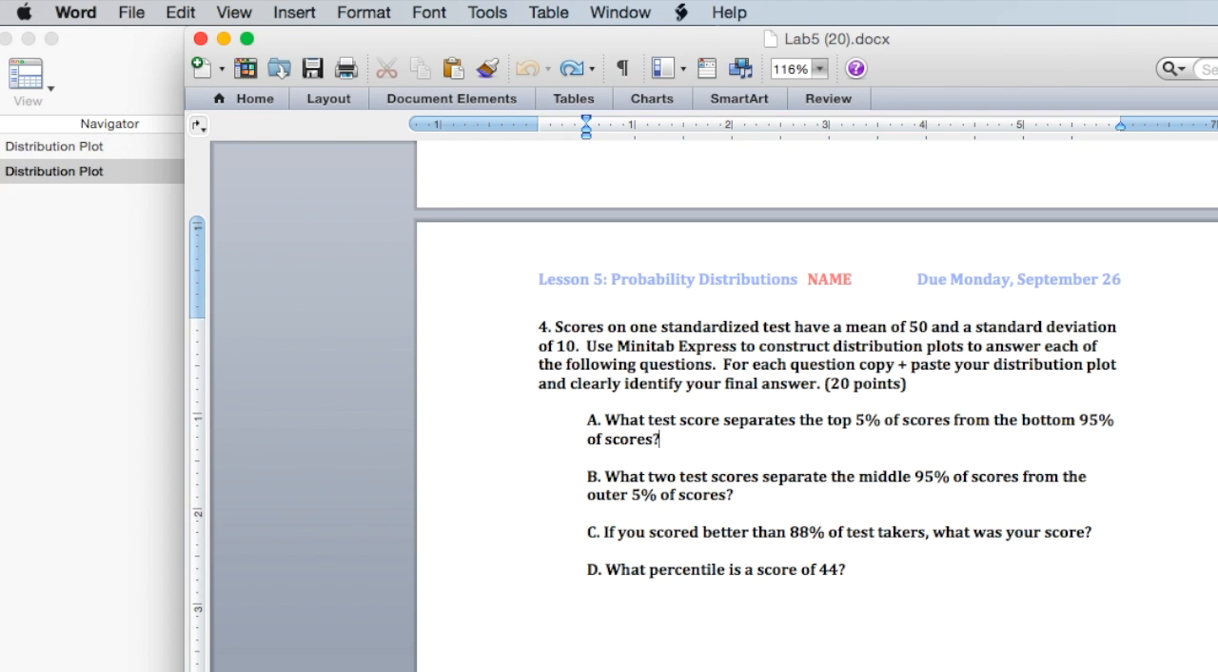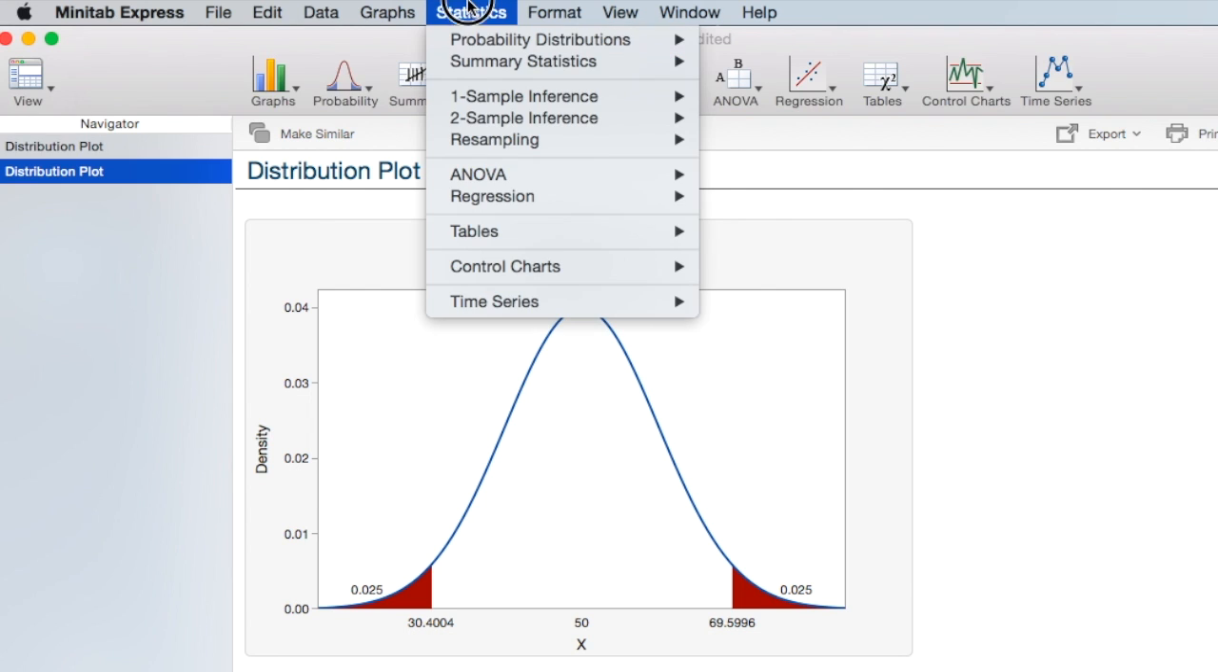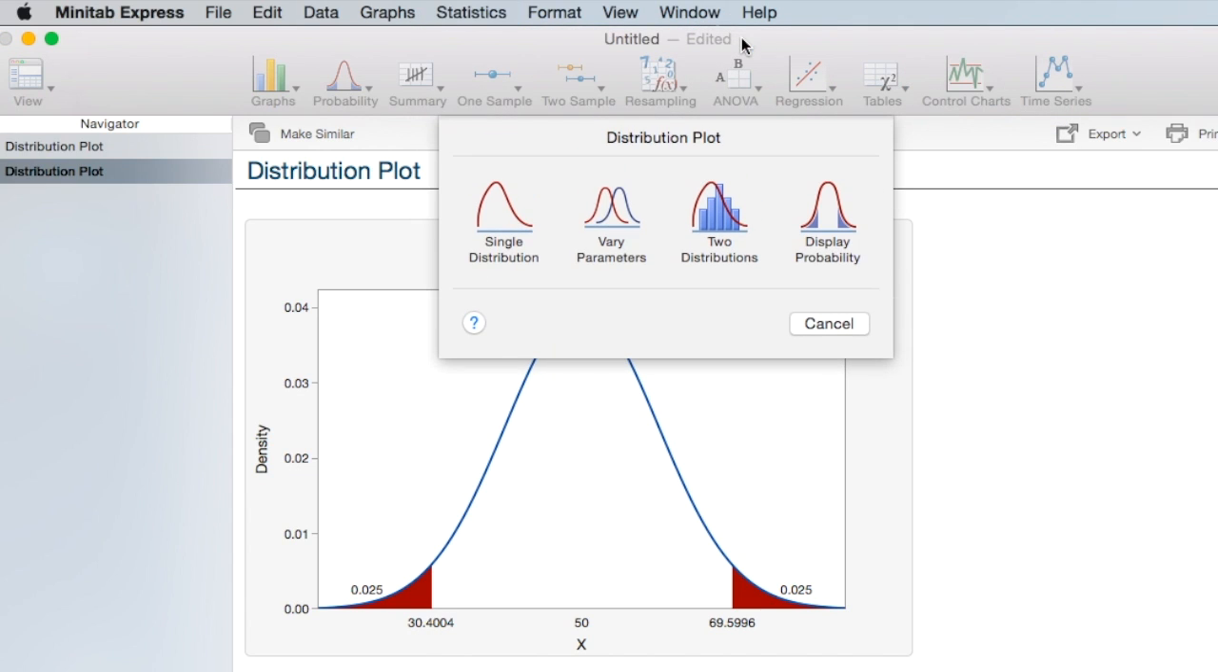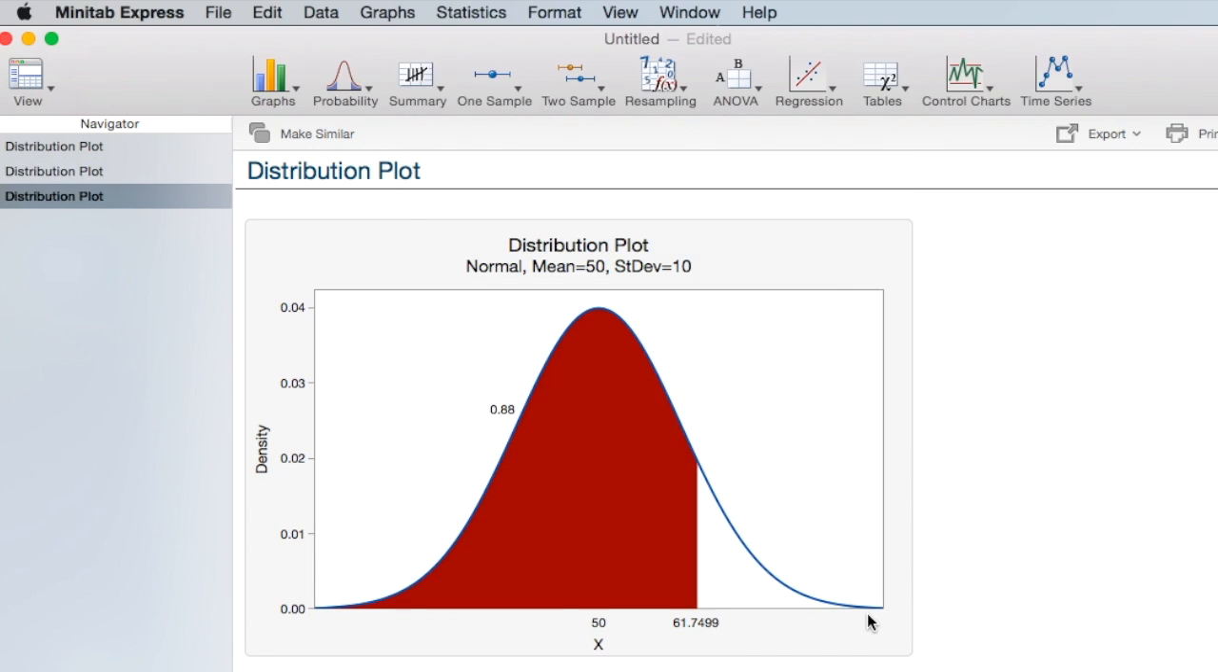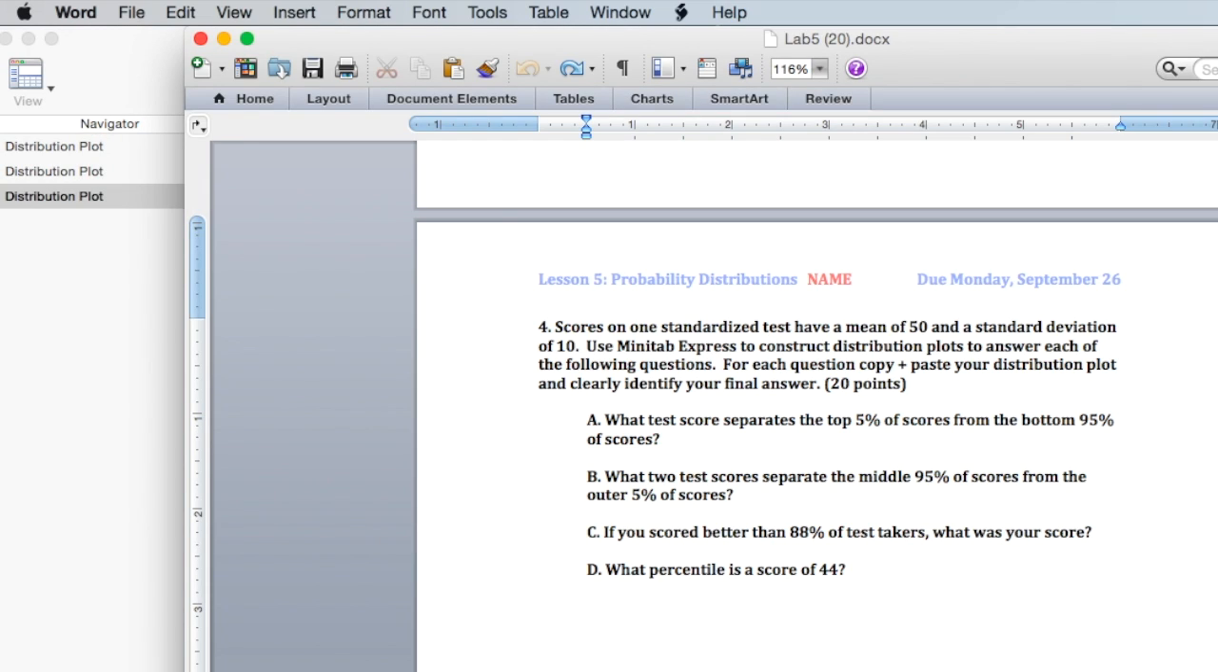Question C, if you scored better than 88% of test takers, what was your score? So if you scored better than 88% of test takers, you've essentially scored in the 88th percentile. That means that 88% of people are less than you or to the left of you. So the 88th percentile is a score of 61.7499.